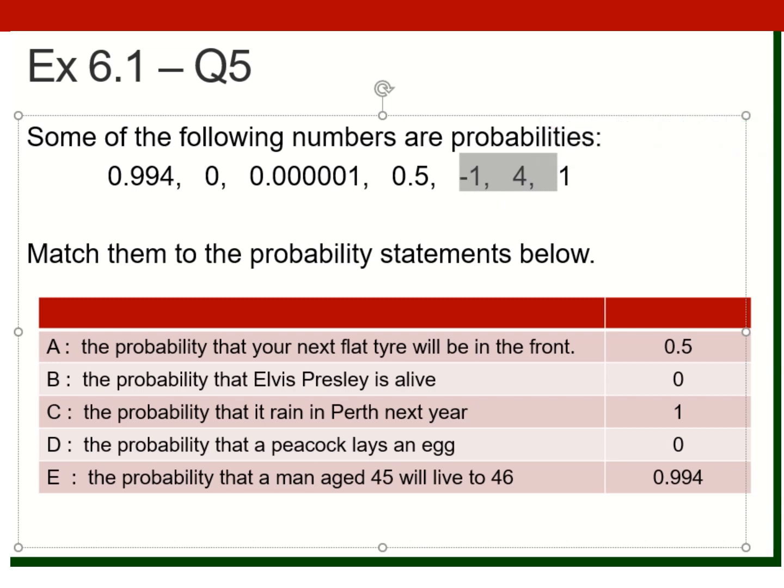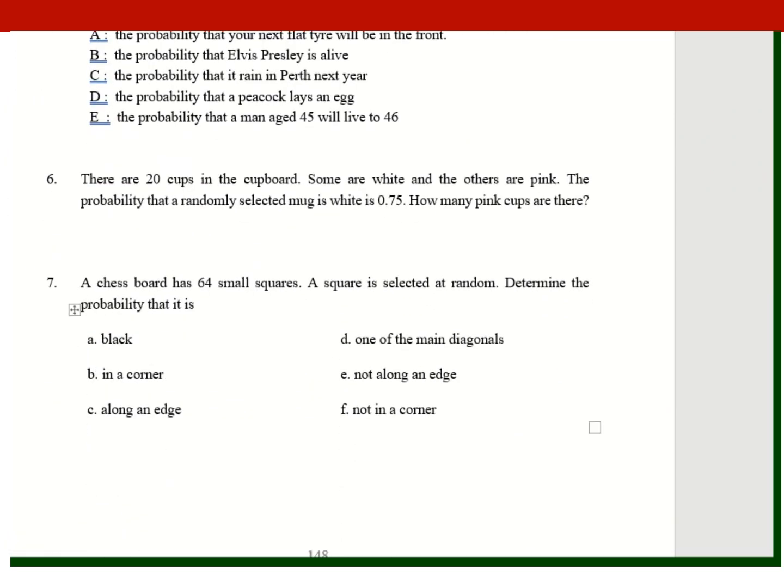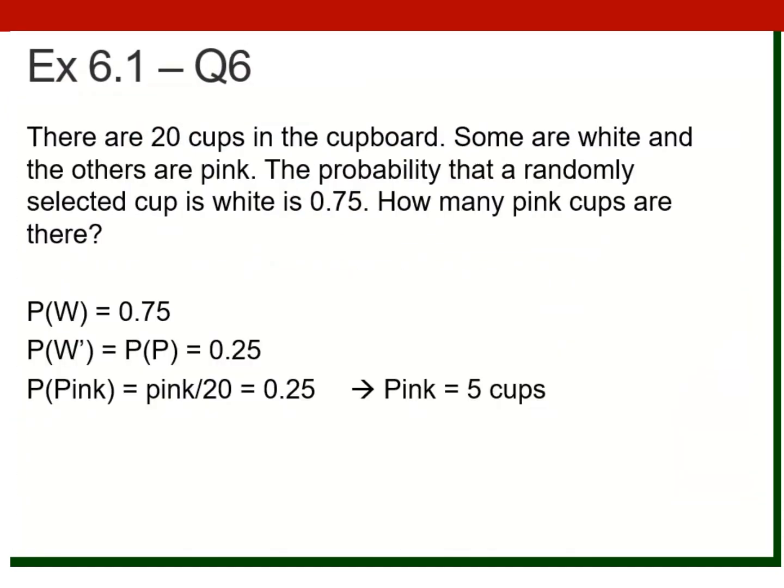Alright, so right now let's just look at the manual. Where are we? We are here. So we're going to complete questions 6 and 7 now. Question 6: there are 20 cups in the cupboard. Some are white and others are pink. The probability that a randomly selected cup is white is 0.75. How many pink cups are there? If white is 0.75, pink should be 0.25, correct or not? Total probability is always 1. Then out of the 20 cups, you just multiply 0.25 by 20, and you will get 5 cups. It's pretty direct.